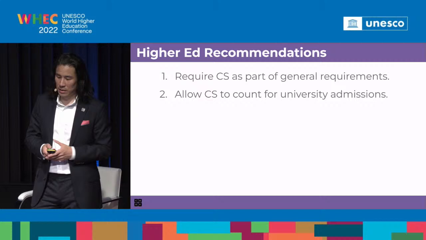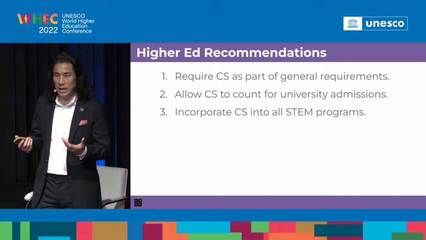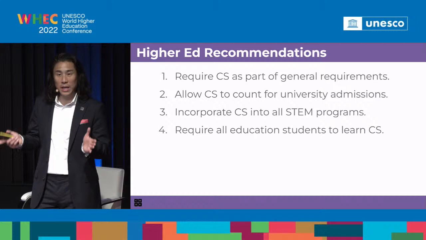Number three, incorporate computer science into all STEM programs. That kind of goes with the first one. But again, I said, if you're not at least doing number three, you're already behind. Number four, require all education students to learn computer science.